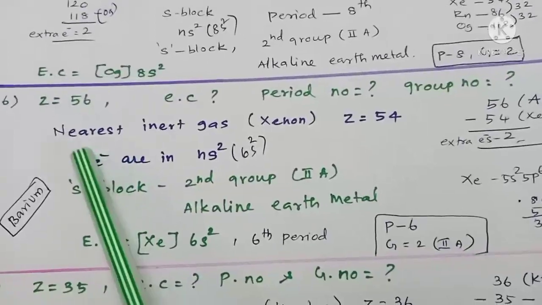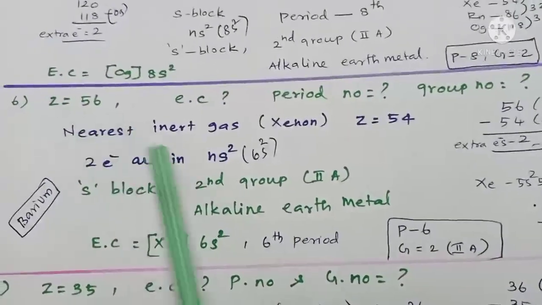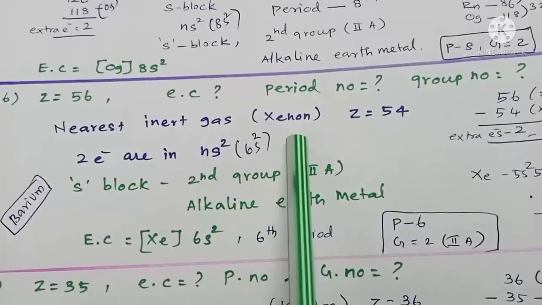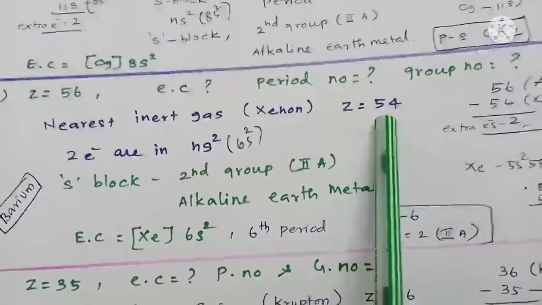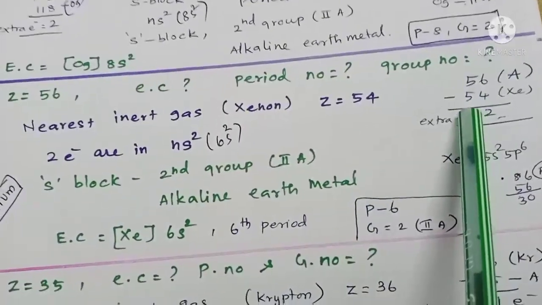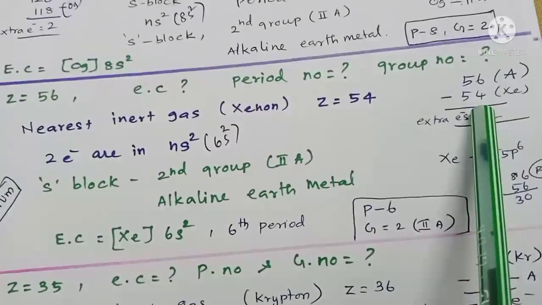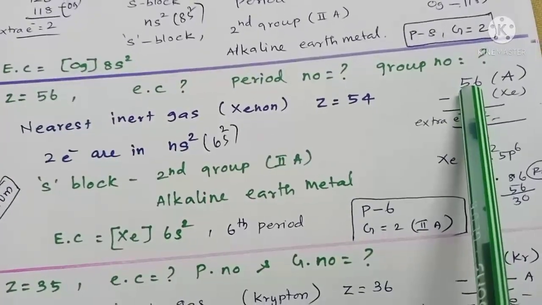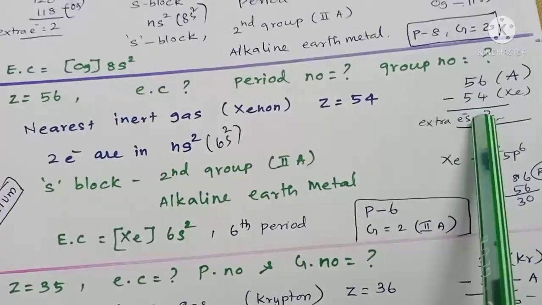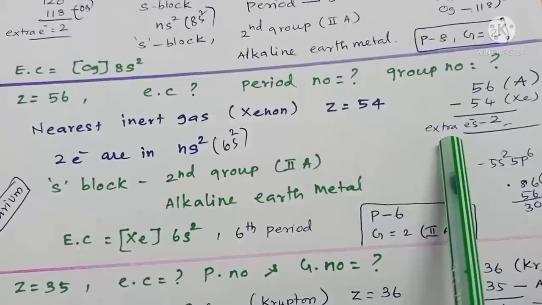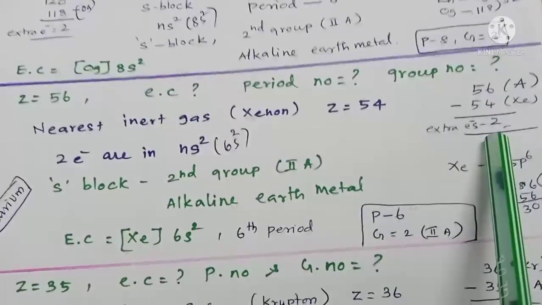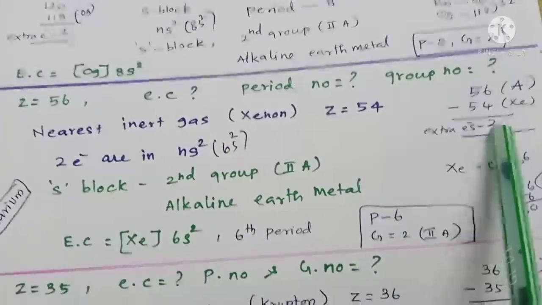Now find out the nearest inert gas for this element. The nearest inert gas is xenon with atomic number 54. Subtract the inert gas atomic number from the given atomic number: 56 minus 54. So this element has 2 extra electrons than xenon.